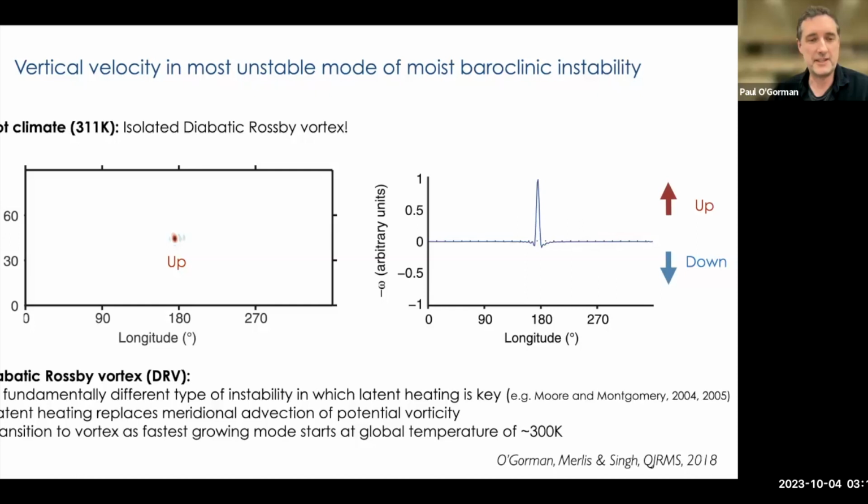So this is a fundamentally different type of instability. It's not just the dry instability with some slight modification from latent heating. Latent heating is key to this type of instability. Basically, the latent heating replaces meridional advection of potential vorticity. We'll talk about what that means later. And the transition happens in this GCM at a global mean surface temperature of about 300 Kelvin.